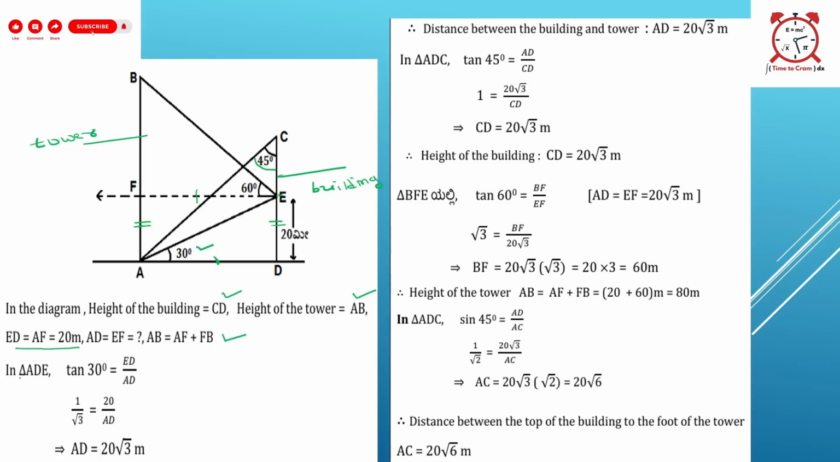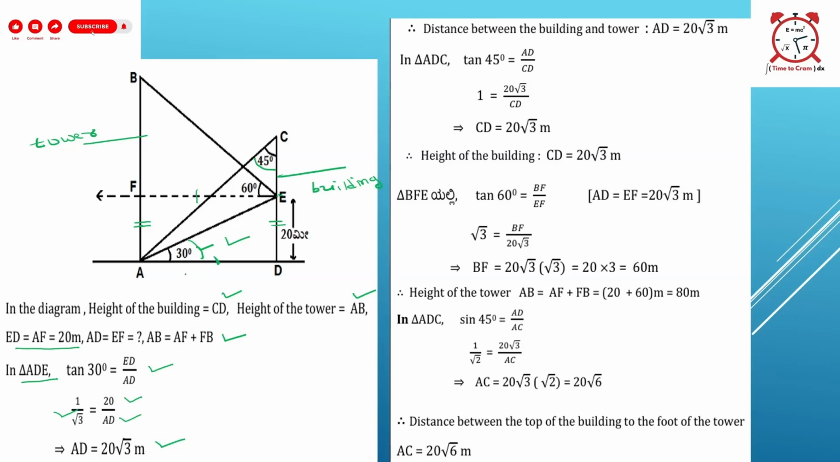Now let us first take a triangle ADE. ADE means this triangle. Here the angle 30 is there. So tan 30 equal to opposite upon adjacent, ED upon AD. We know the value of tan 30 as 1 upon root 3. ED is given 20 and AD as it is. So after solving we will get AD equal to 20 root 3 meter.